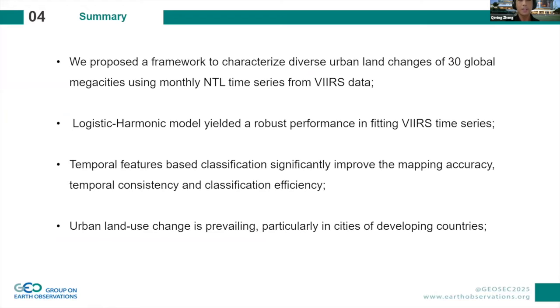In summary, in this study, we proposed a new method to categorize a pixel into different kinds of urban land use types by integrating time series modeling and urban mapping. We found that urban land use change is quite a prevailing phenomenon, particularly in the cities of developing countries. The implication of our study is that we provide a new dimension of describing how the urban land is changed.